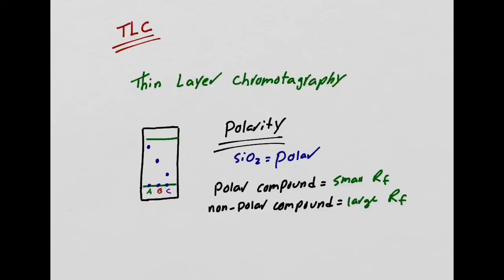As the solvent moves up the plate, it moves the compounds with it. And we talked about how the rate at which a compound goes up the plate depends on its polarity, because the TLC plate, which is a silica plate, is polar. Polar likes polar. Non-polar likes non-polar. So a polar compound is going to like the polar silica plate. They're going to hang out together and interact strongly, so it's not going to move up the plate very fast. Because of that, it's going to have a small RF value.